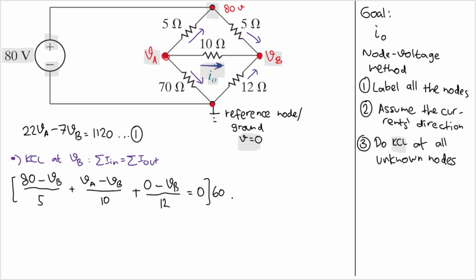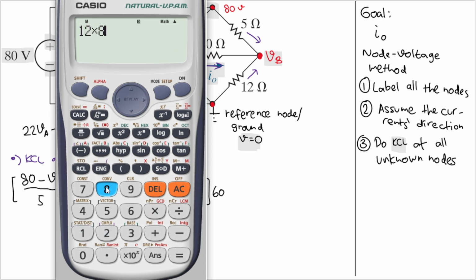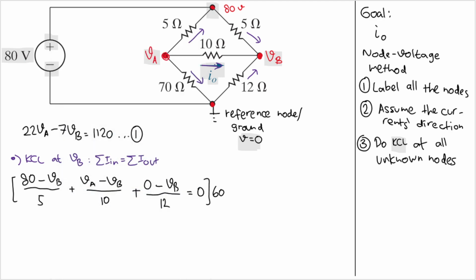So I will have 5 and 60 will cancel into 12. And 12 multiplied by 80, that will be 960. Okay, I have 960, then minus 12 VB. Okay, and then 10 and 60 will cancel into 6, so I will have plus 6 VA minus 6 VB. And 12 and 60 will cancel into 5, so I will have minus 5 VB. Okay, all of that will equal to 0. Good.